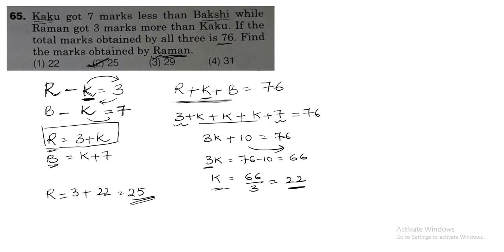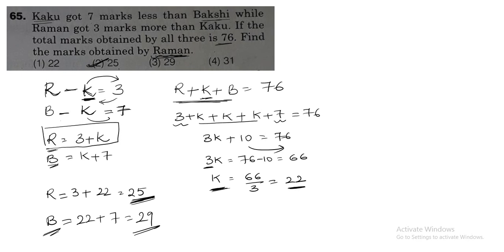Suppose if we ask about Bakshi, Bakshi I can directly find, 22 plus 7, which is nothing but 29. So who got more marks here? Bakshi got more marks, Kaku has got the least, and Raman is the one who got in between those two, right? Hence the answer is 25. If any other person's marks are asked, you can directly find it out.